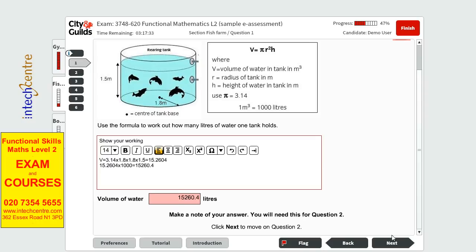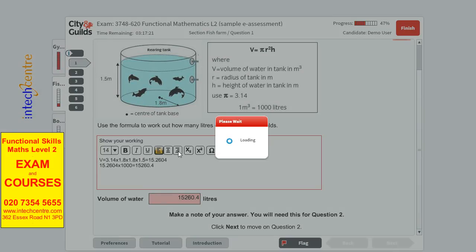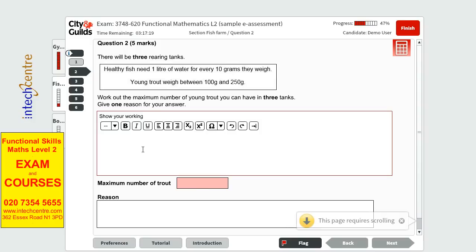Let's make a note of the answer so that we don't forget it. So we have 15260.4. Okay. In this question, we will need the previous answer. So there will be 3 rearing tanks. They are telling us that healthy fish need 1 liter of water for every 10 grams they weigh. Young trout weigh between 100 and 250 grams. We have to work out the maximum number of young trout you can have in 3 tanks. We have to give one reason for the answer.